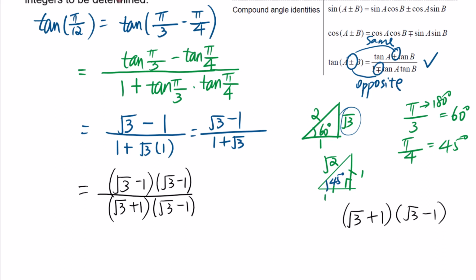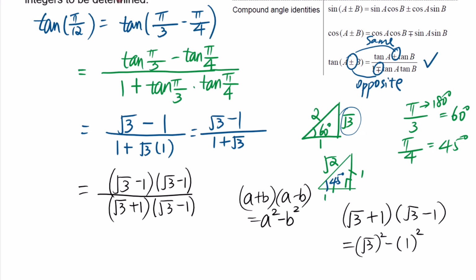For square root of 3 plus 1 times the square root of 3 minus 1, we will use this formula: a plus b times a minus b equals a squared minus b squared. We call this conjugate multiplication. It equals square root of 3 squared minus 1 squared, which equals 3 minus 1, equals 2. So we get denominator 2.